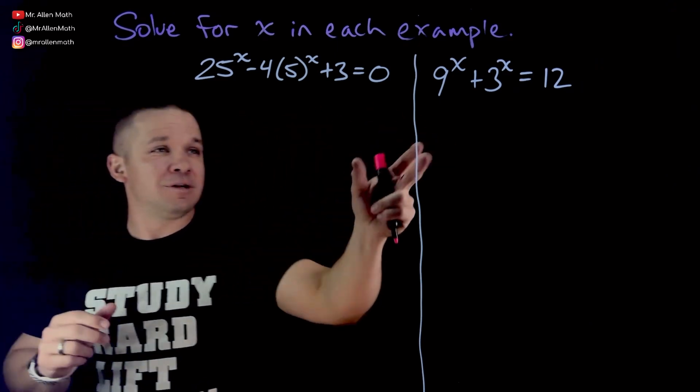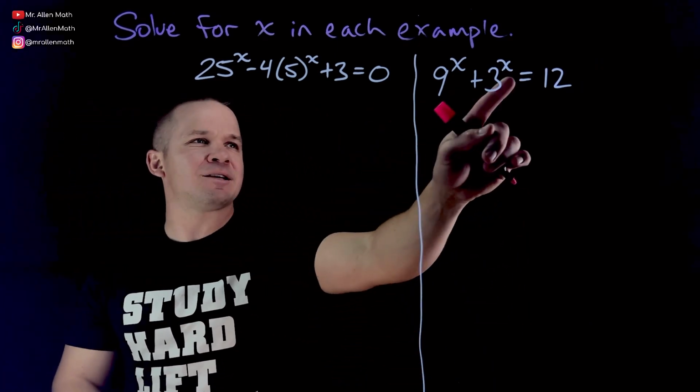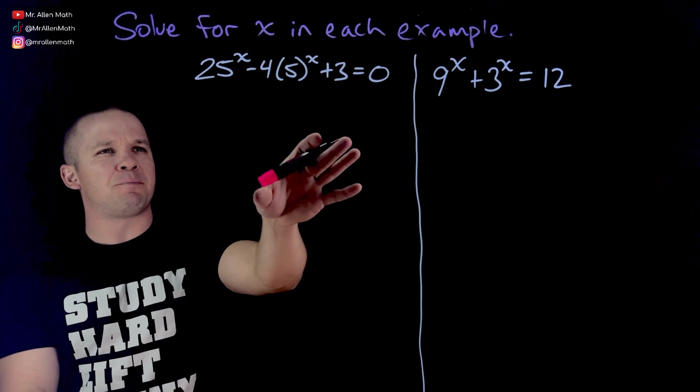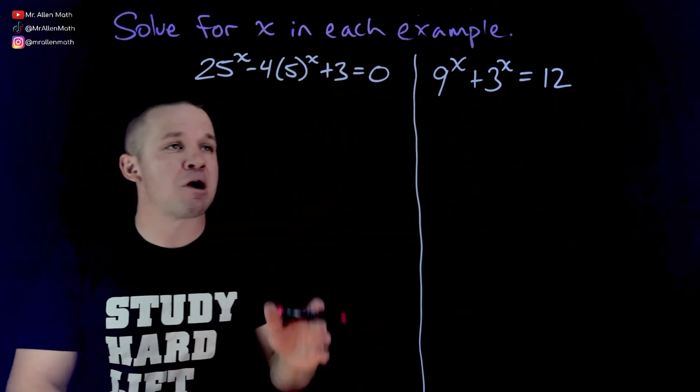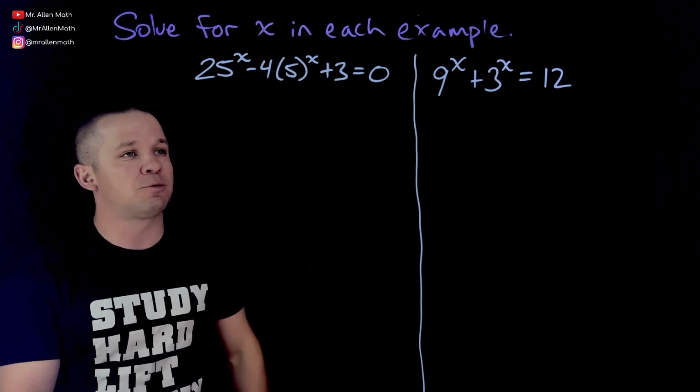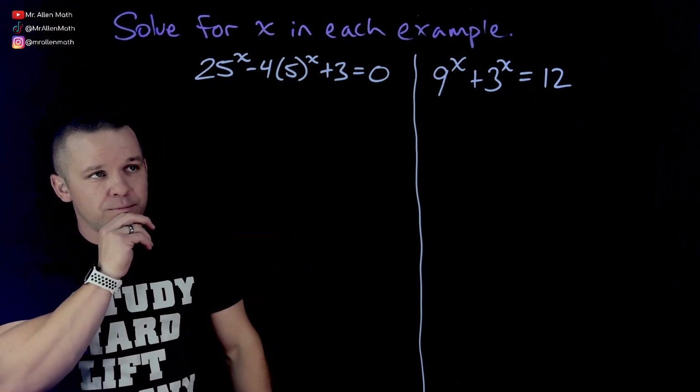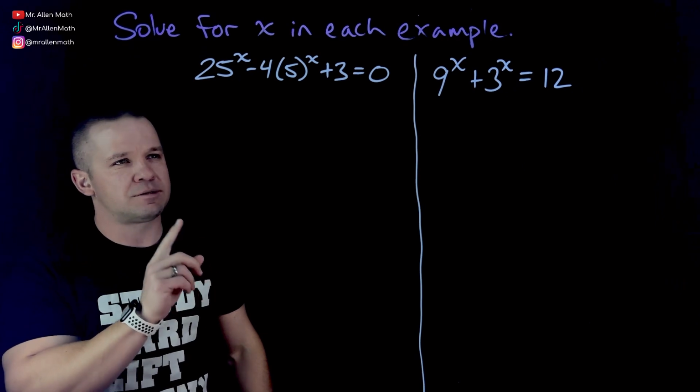We've got two interesting equations here. I've got x's in two different places, and we don't have like bases, and then I got a constant going on. What in the heck's happening here? I'm going to start with this one over here. I have 9 to the x plus 3 to the x equals 12. Well, let's try and get like bases first here.